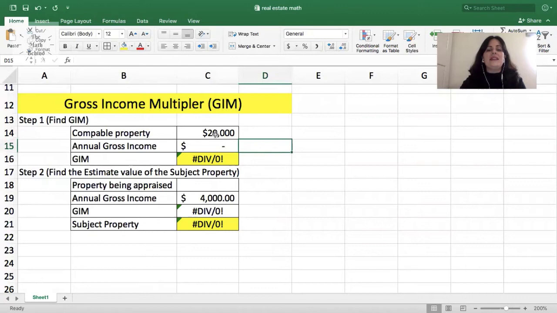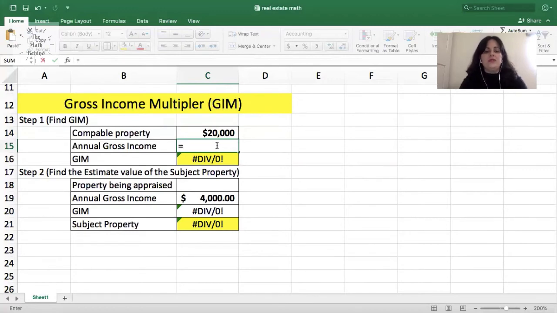So let's say your comparable property, right? Just exactly what you did before. The only information that you know right now is the annual gross income of the subject property. Remember, the subject property is the property that your client wants, or the property that you want. It is $4,000. So you find a comparable, right? And you see that the sales price is $20,000. And you also find out that the annual gross income is, let's put 1,200, right?